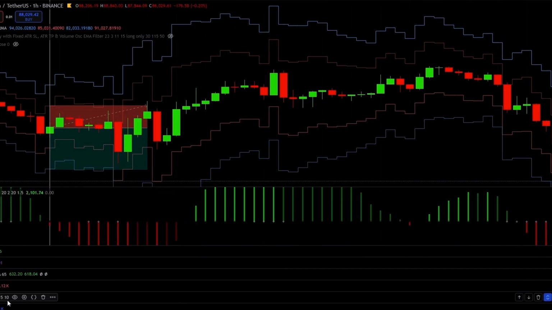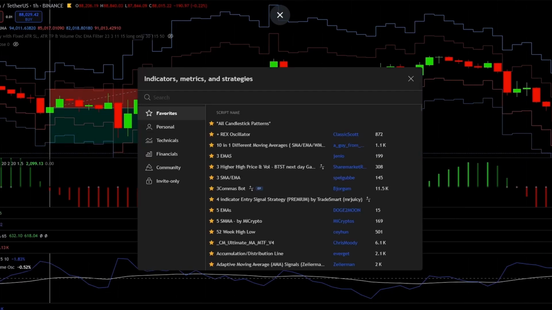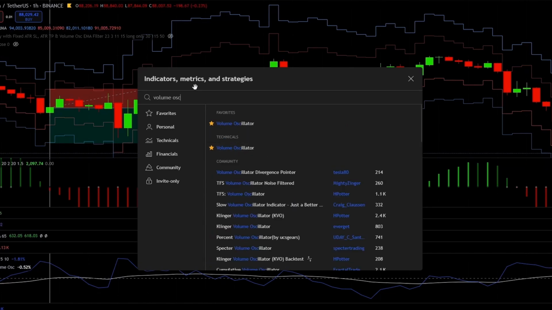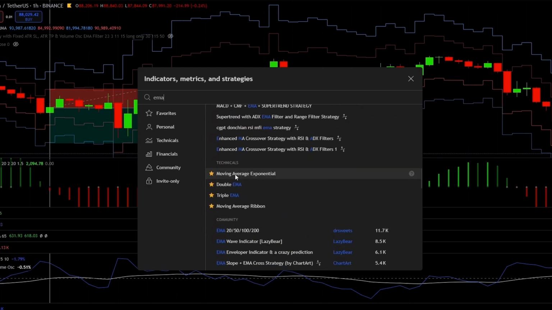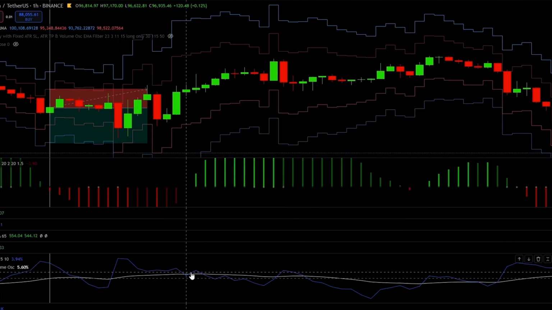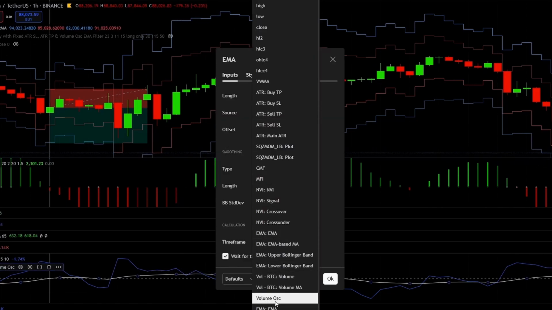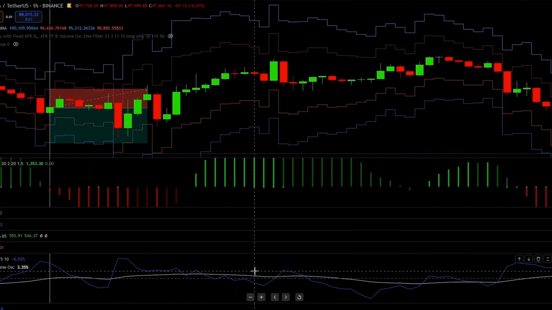And we are down to the last two volume indicators. Let's see the volume oscillator with an EMA. For that, type in volume oscillator, and add this one. And also type in EMA, and add the moving average exponential. Now again, you should move the EMA to the volume oscillator, then open up its settings and change its source to volume oscillator. This way the EMA will move according to the volume oscillator line.